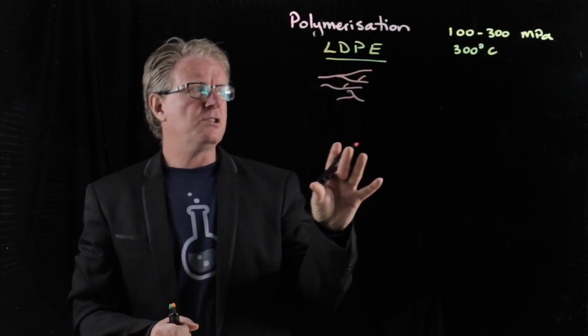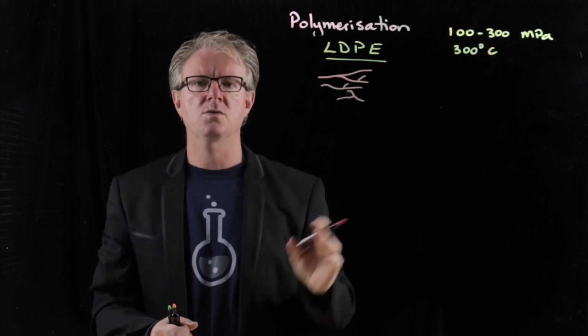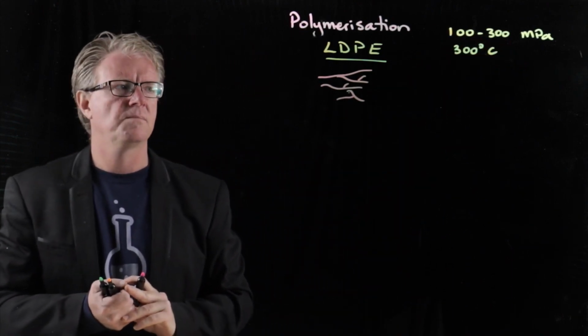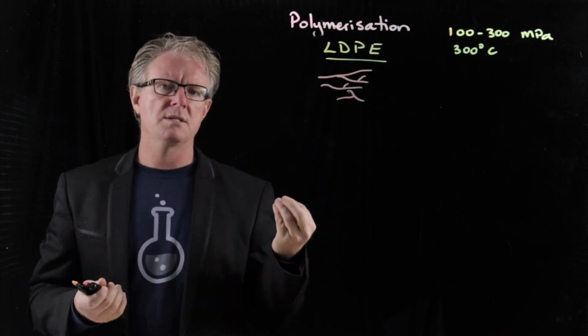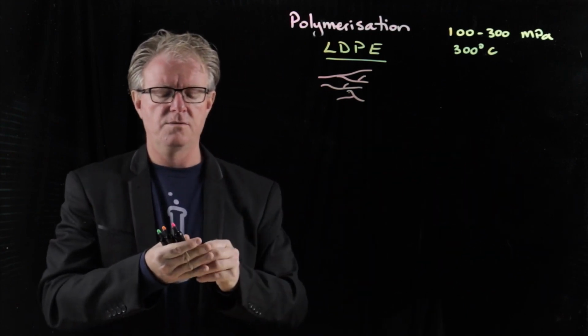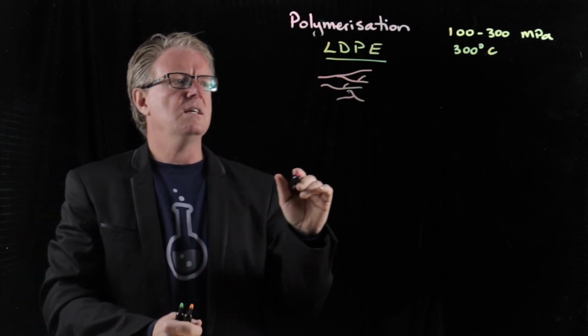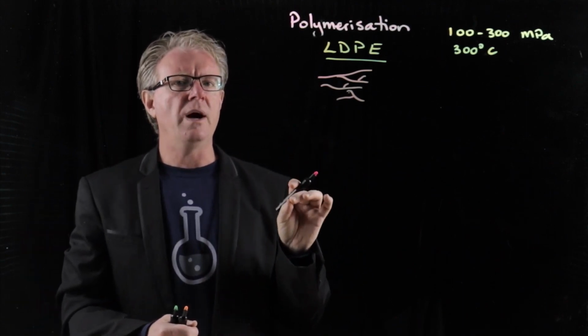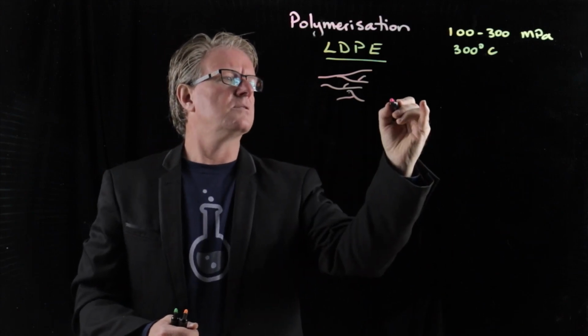The characteristic feature of this is that it occurs at high pressures, 100 to 300 megapascals, and about 300 degrees Celsius. Now the polymerization reaction. Well, what is a polymerization reaction? It's when you join monomers together to make long chains of monomers called polymers. So in this process here, we're going to be using something called a free radical polymerization. Okay, so let's write that here.